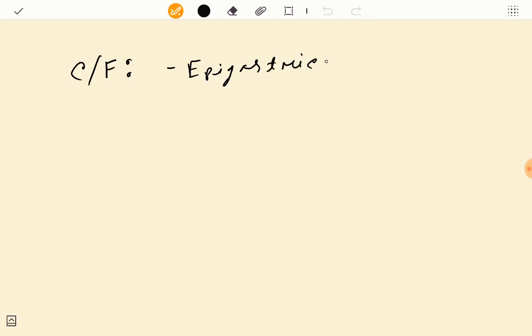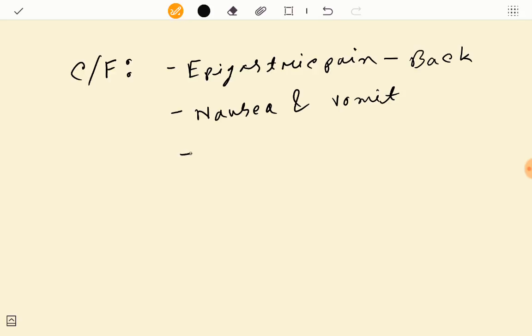Epigastric pain, which radiates to the back. So this is the first clinical feature you have to remember: epigastric pain which radiates to the back. Then very normal nausea and vomiting. This is the second clinical feature.